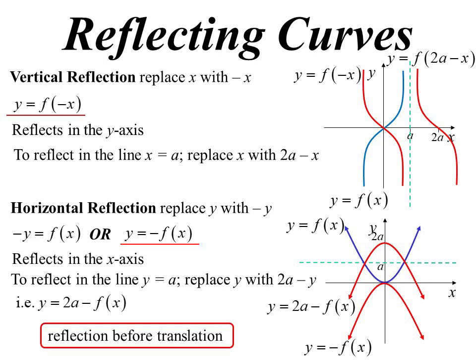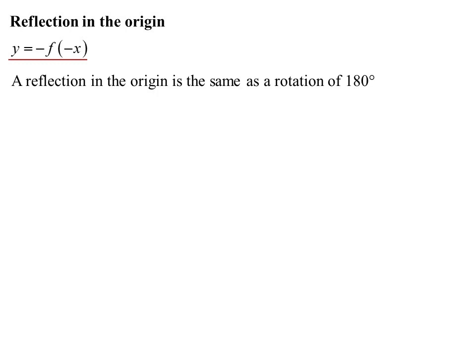Now when you have a combination of reflection and translation, which I did in these two examples, you'll notice you always do the reflection first. Do the reflection, then translate. Reflection in the origin, or another way of putting that, rotation. That's what rotation is. That's when you make them both negative. So it becomes y equals negative function of negative x. That becomes rotation of 180 degrees.